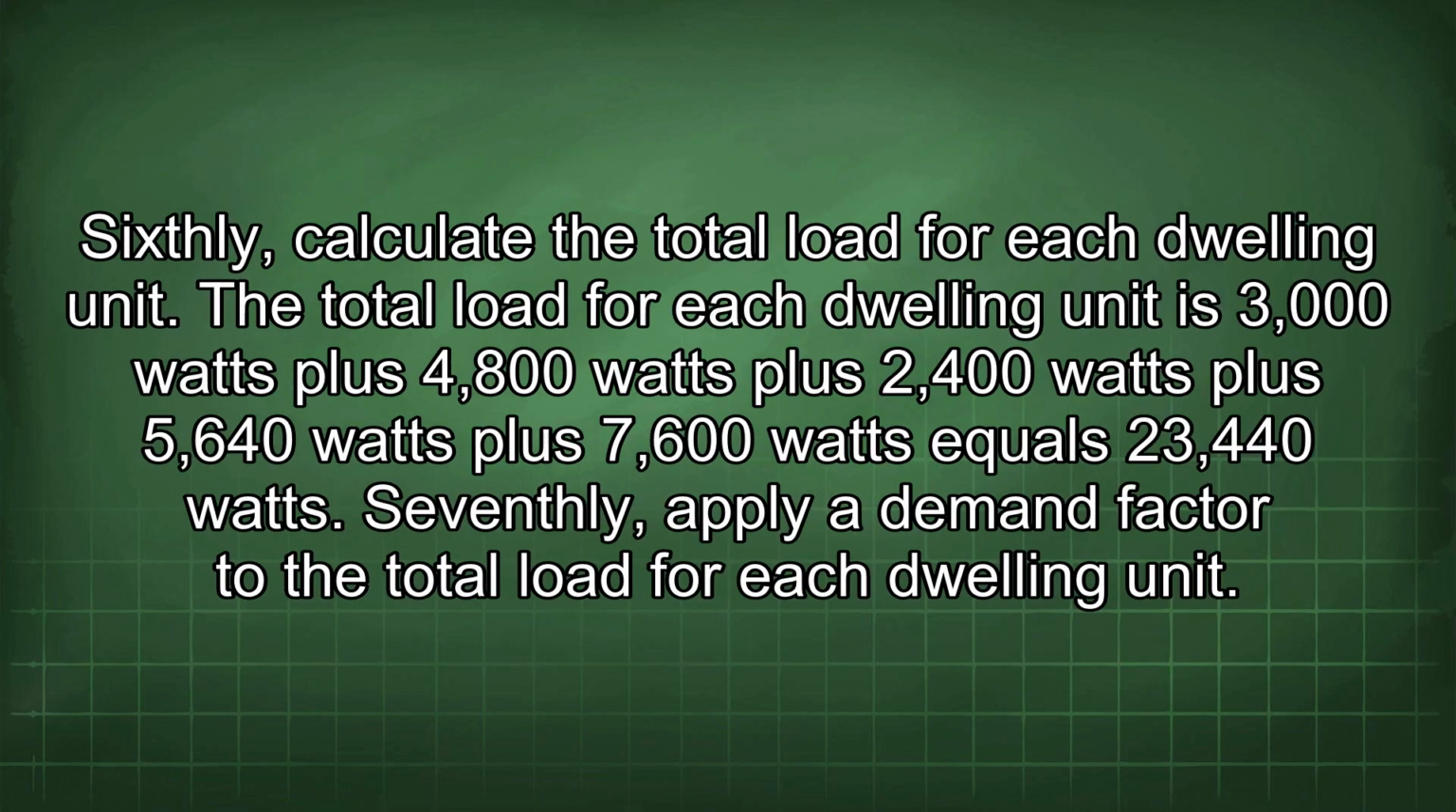Sixthly, calculate the total load for each dwelling unit. The total load for each dwelling unit is 3000 watts plus 4800 watts plus 2400 watts plus 5640 watts plus 7600 watts equals 23,440 watts.